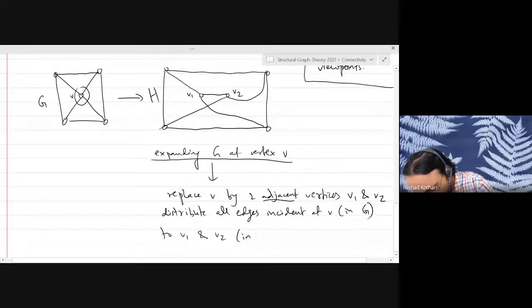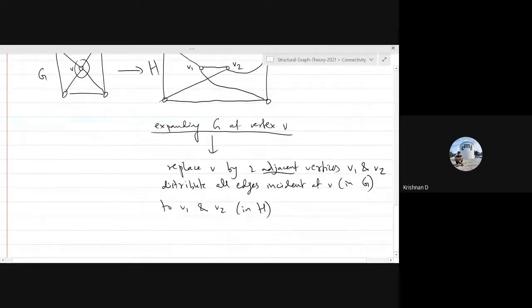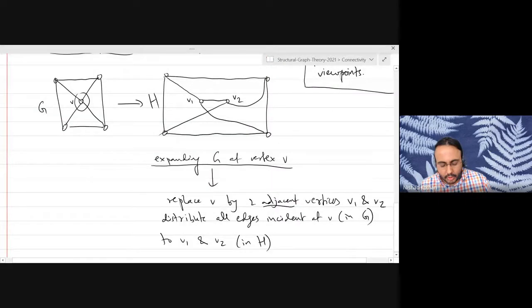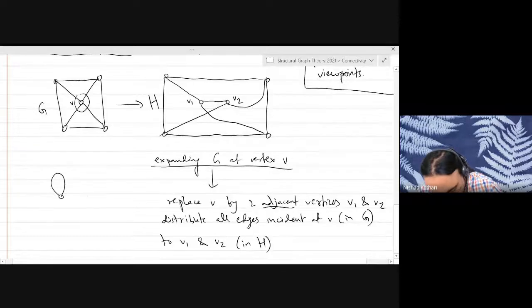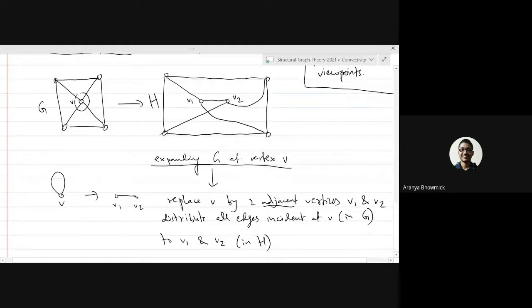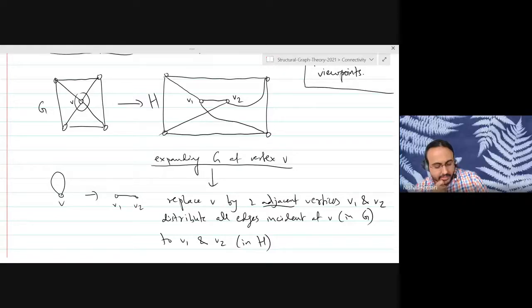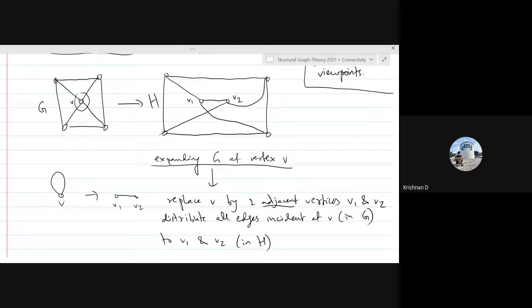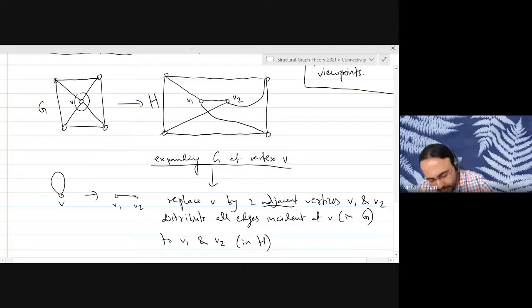Sir, what happens to loops? Good point. So you're saying this situation. Sir, in the beginning of the discussion of three connected graphs, you said that we are assuming that all graphs are loopless. That is correct. We did assume all graphs are loopless. If you do want to consider loops, you can either make it like this or like this. It won't matter. But we are assuming that all graphs are loopless. Okay, thanks.